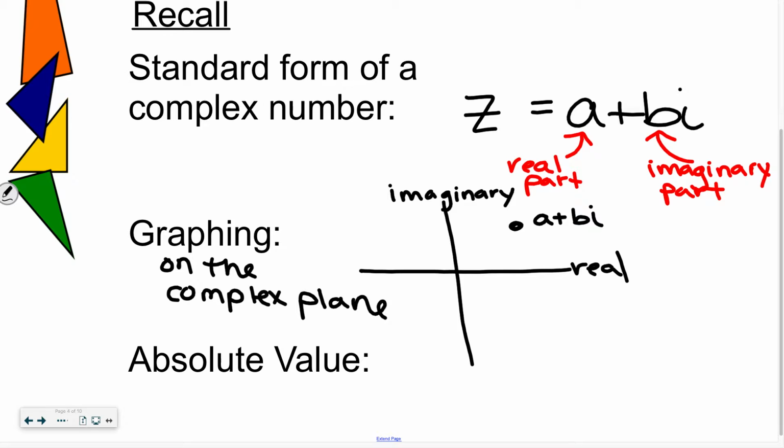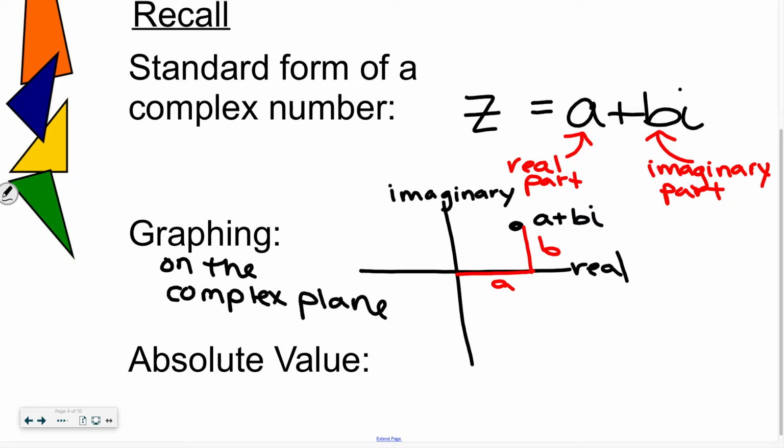How did I get to that complex number, a plus bi? I went a units on the real axis, because that's my real part. And I went b units on my vertical axis, because that's my imaginary part. So in this case, because I landed in quadrant 1, both a and b must have been positive.